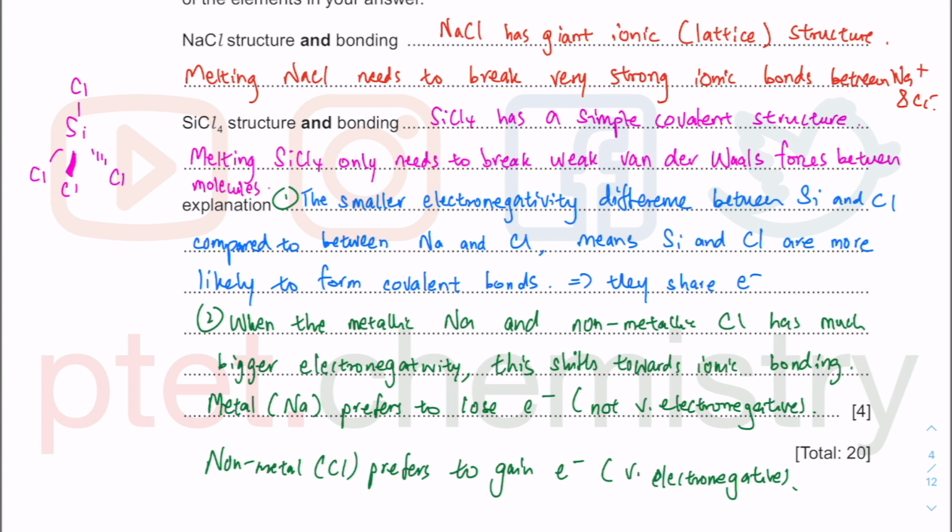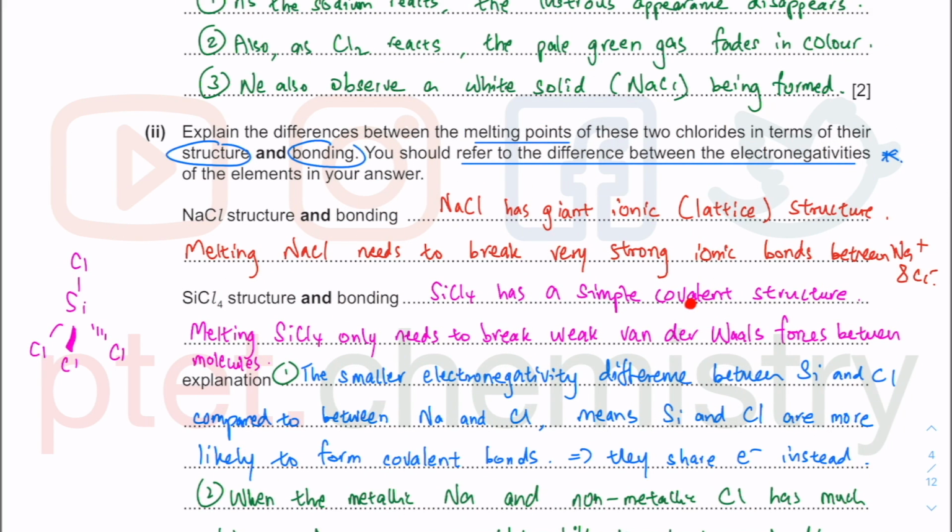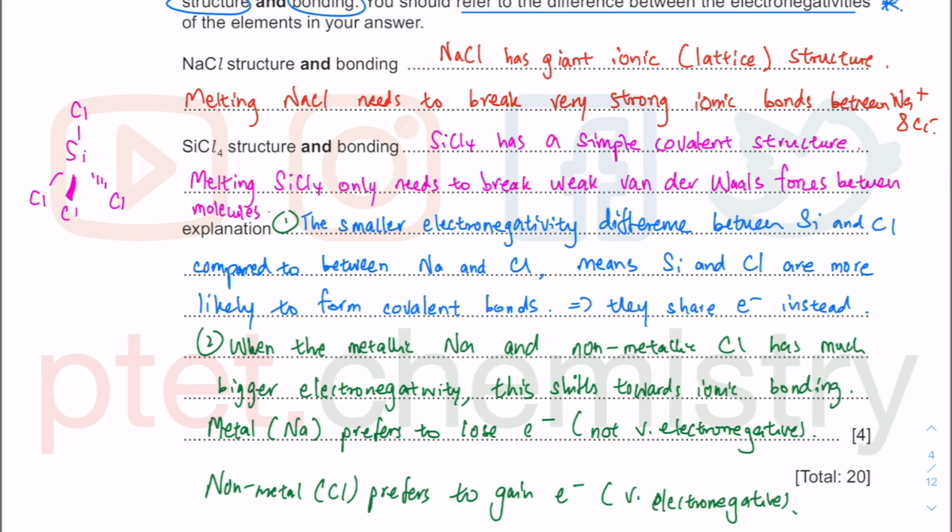I think that's probably enough already. I've just tried to answer the question as best as I could. Structure and bonding, probably 1 mark and 1 mark, and a lot more lines in here, probably a distribution of 2 marks here. That's why I don't think it's enough to just talk about the small electronegativity difference. I should talk about why ionic, why covalent, in terms of the electronegativity difference.